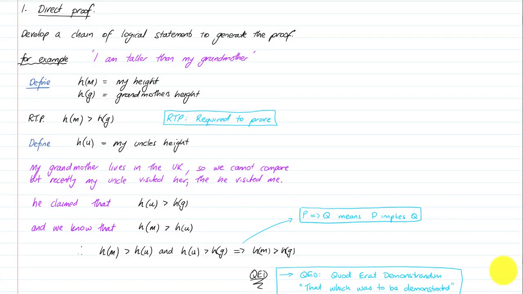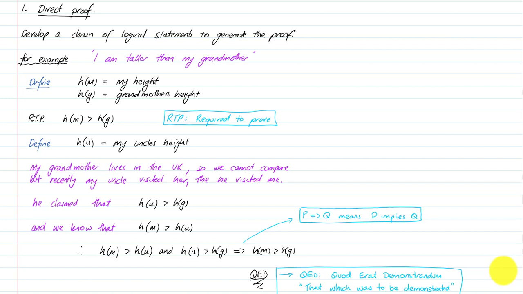Hi and welcome to Unit 1, Topic 3, Video 2, and in this video we're going to be talking about direct proof. Direct proof is one of our four types of proof we're looking at in this topic, and a direct proof is where we develop a chain of logical statements that generate a proof.